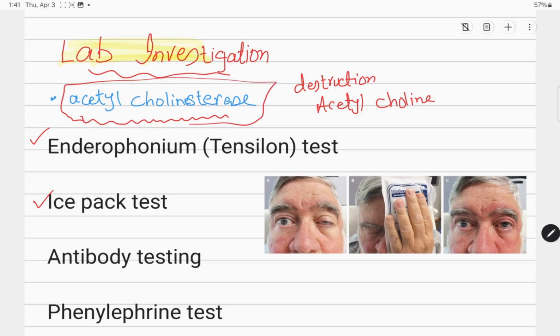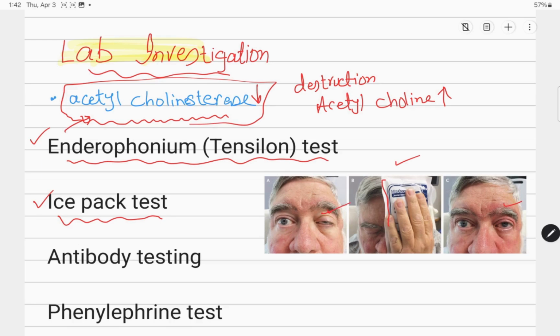We normally stop the activity of this enzyme to check for myasthenia gravis. The first one is the edrophonium test. Edrophonium acts on the acetylcholinesterase enzyme and stops its activity, so if the ptosis occurs due to myasthenia gravis, the acetylcholine concentration increases and muscle contraction will also increase. The other test is the ice pack test. As you can see in the picture, when the ice pack is placed over the eye, the acetylcholinesterase enzyme activity decreases, due to which acetylcholine concentration increases and the ptosis disappears.